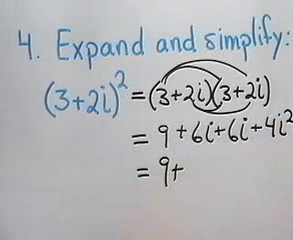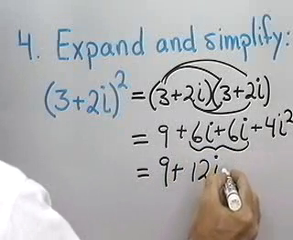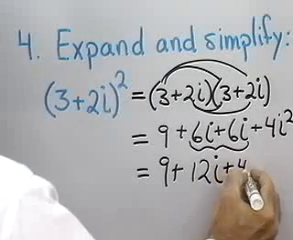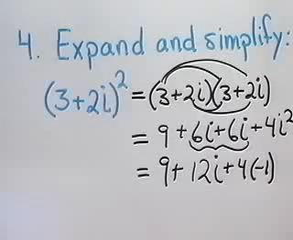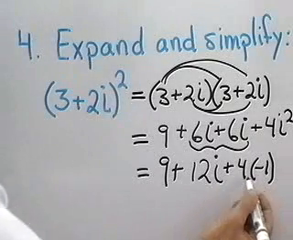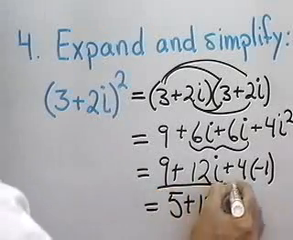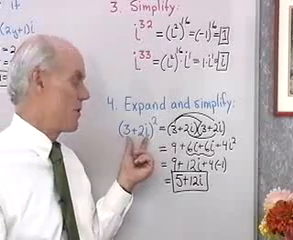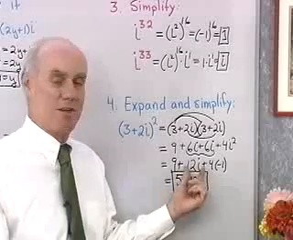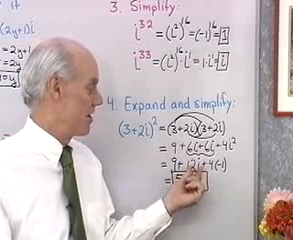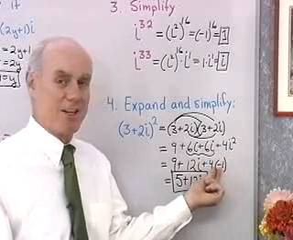So this will be 9 plus, now 6i plus 6i. These are similar terms, so I'll add these and get 12i, plus 4 times i squared, which is negative 1. So this is going to be 4 times negative 1, which is negative 4, plus 9 will give me 5, plus 12i. So if I square this complex number, 3 plus 2i, I end up with a complex number 5 plus 12i, and I do it by treating it the same as if it was a polynomial. So I add similar terms to get 12i, and I also use the fact that i squared by definition is negative 1 to help simplify this last term.